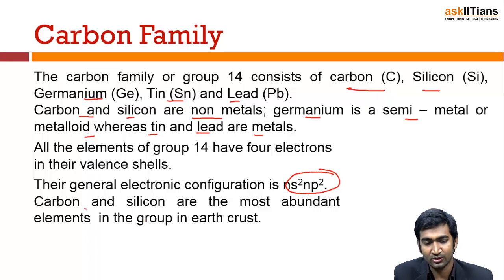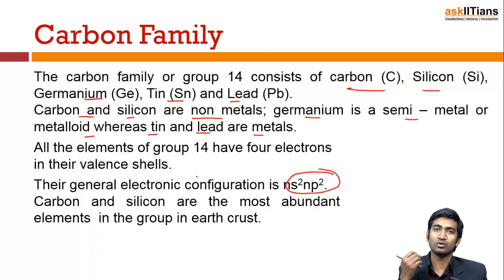Carbon and silicon are the most abundant elements of the group in the earth crust. That's why, if you observe the definitions, whether of the mole concept or of atomic mass, they are all defined with respect to carbon. It's because of the abundance of carbon.